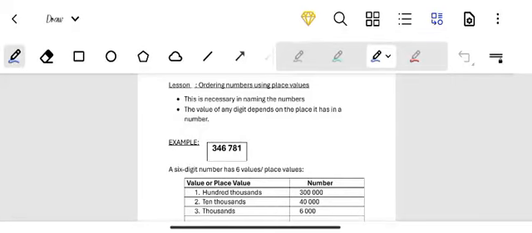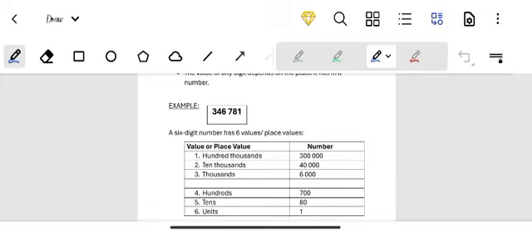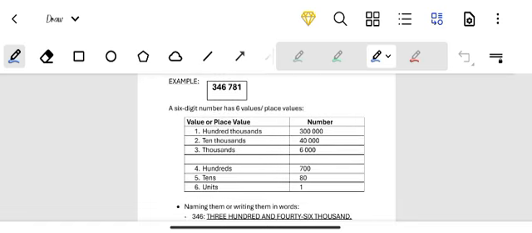In today's lesson, I want us to look at ordering numbers using place values. So ordering numbers when you're using place values is necessary because we want to try and name the numbers based on their place value. So remember, when we're talking about place value, we are talking about all those terms known as 100,000, 10,000, thousands, hundreds, tens, units.